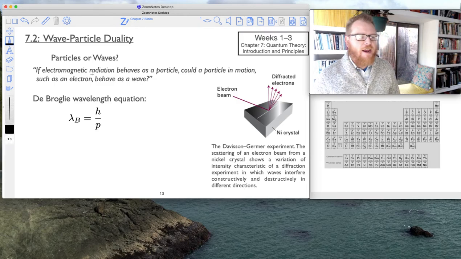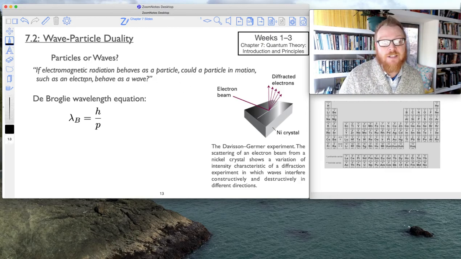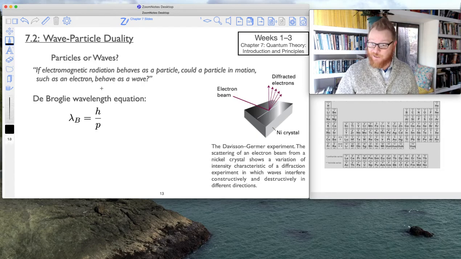If electromagnetic radiation behaves as a particle, could a particle in motion, such as an electron, behave as a wave? And as it turns out, the answer is yes. There are loads of very cool examples of this.